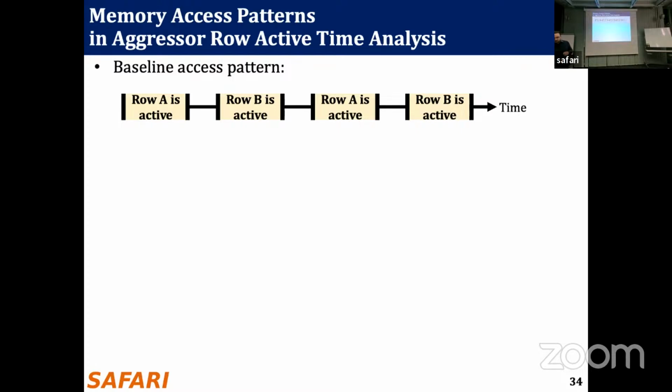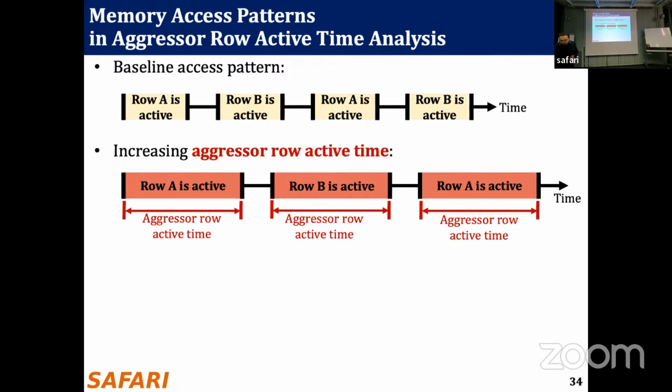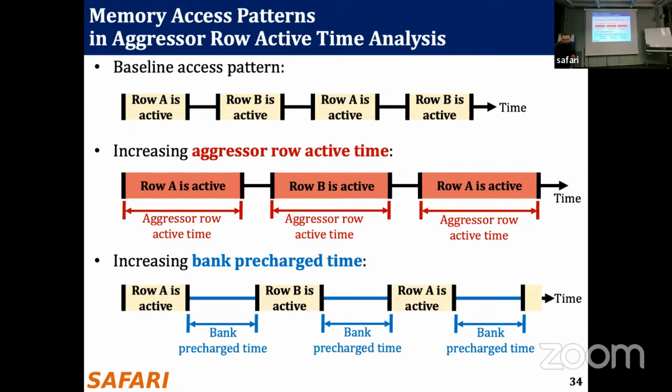So here is the baseline access pattern. We activate the row. Let's say we have 2 rows that we keep hammering. We activate row A, and then after some time, there has to be a minimum amount of time that we need to wait. We close the row, and then after some time, we activate the row B. And then it goes like this. In the first access pattern that we tested, we basically increase the time that both row A and row B stay active. And in the other test, we increase the time in between 2 activations where the bank is pre-charged.